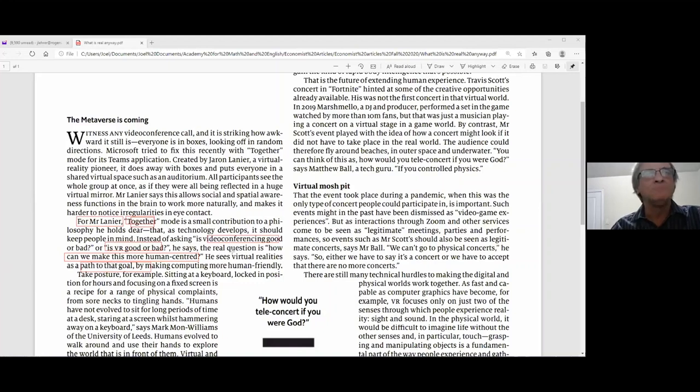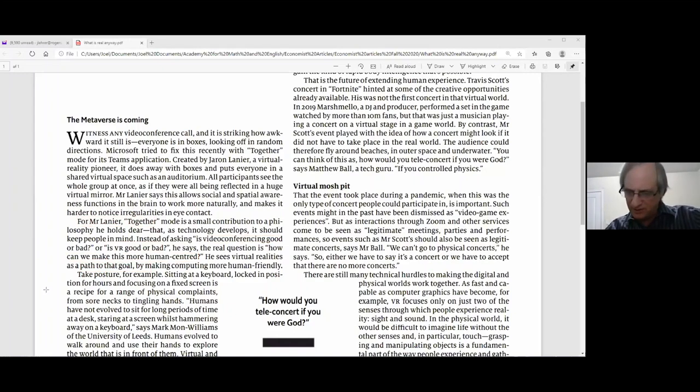So that's the idea. This person wants to make virtual realities real. We get out of the boxes that we're in right now in Zoom. Zoom is good, but we need something better in the future. So that's the goal here with virtual reality.